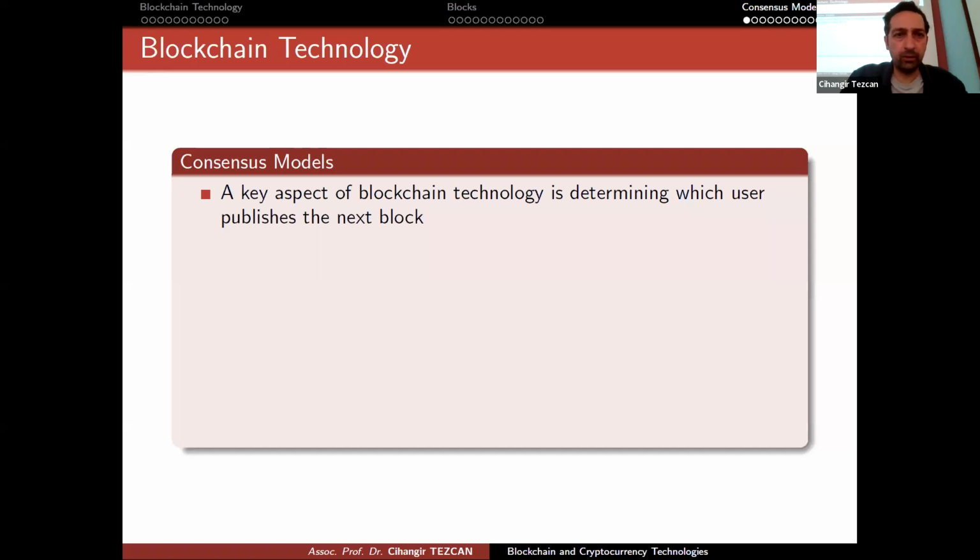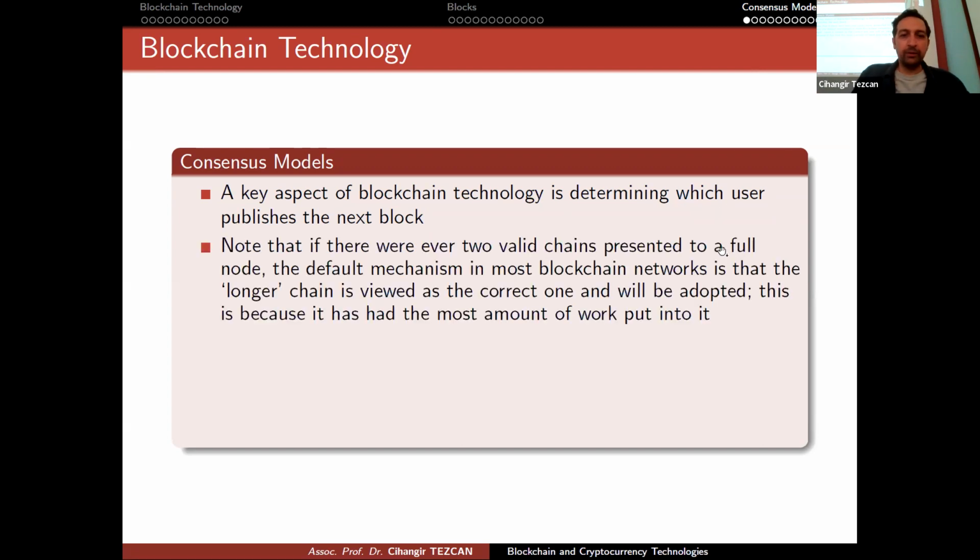All right, now we are going to talk about consensus models. A key aspect of blockchain technology is determining which user publishes the next block. Note that if there were ever two valid chains presented to a full node, the default mechanism in most blockchain networks is that the longer chain is viewed as the correct one and will be adopted. This is because it has had the most amount of work put into it. So that is the whole idea.